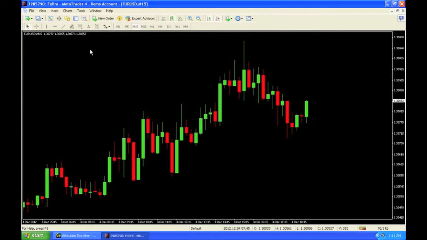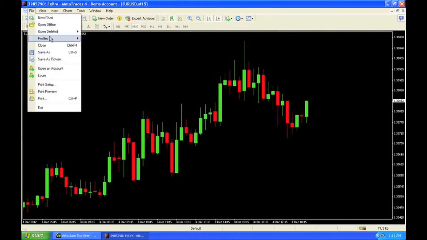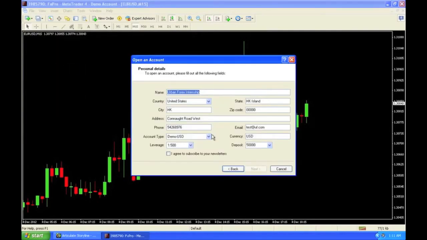Okay, now first things first, we have our MetaTrader open here. I have Euro USD, the 15-minute chart. First things first, let's open up a new account. Okay, I've filled up all my information.